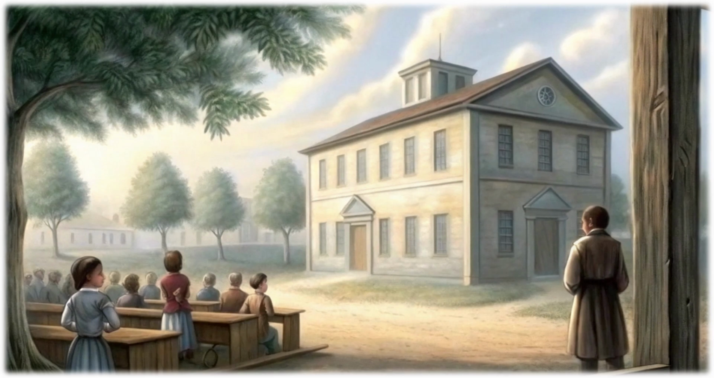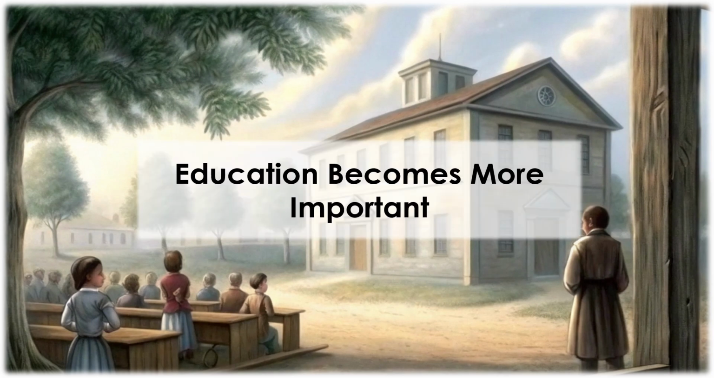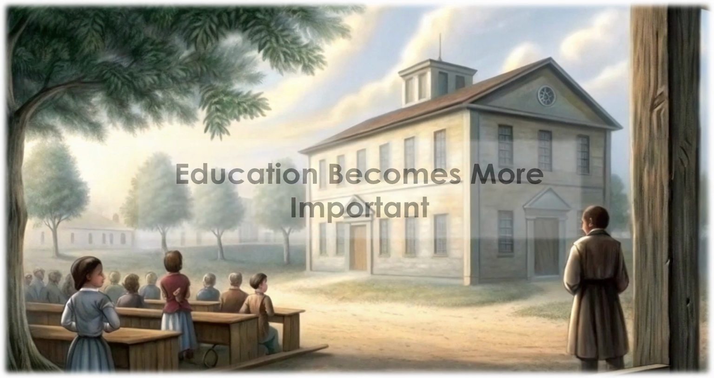Napoleon built schools and made education possible for more children. He wanted smart citizens for his empire. That was a step forward. Many learned to read and write.